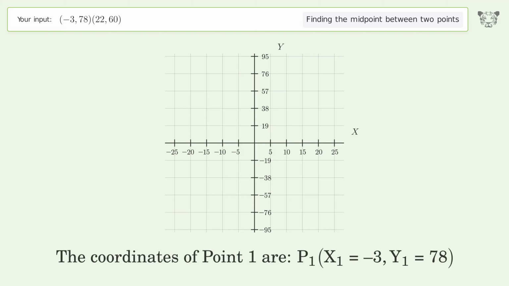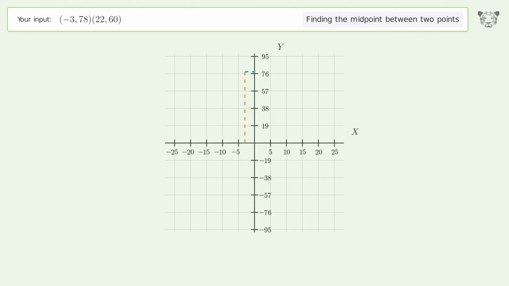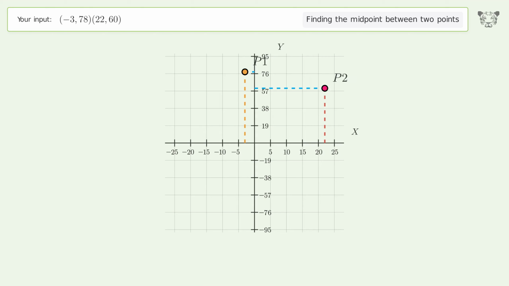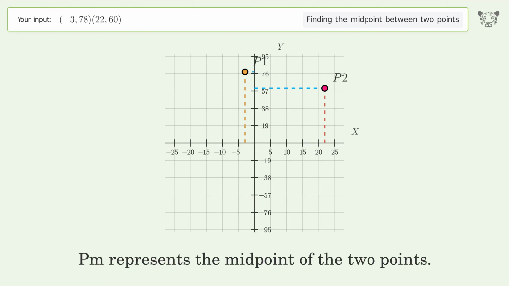The coordinates of point 1 are x1 equals -3, y1 equals 78. The coordinates of point 2 are x2 equals 22, y2 equals 60. PM represents the midpoint of the 2 points.